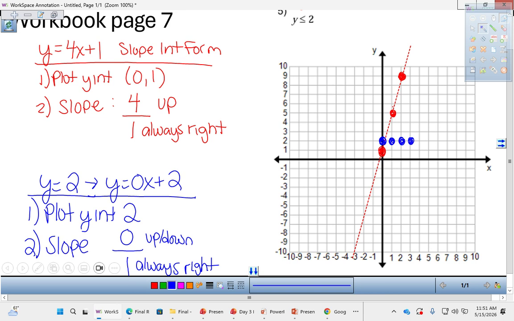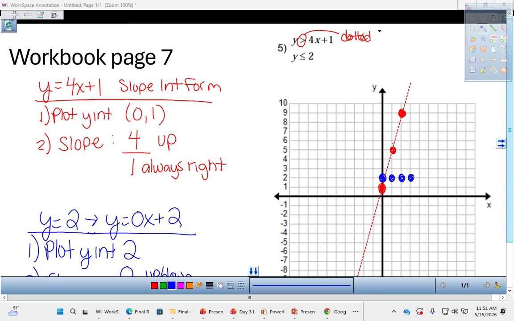A y equals line that doesn't have an x value or a slope with it is a horizontal line. Now, because this inequality is inclusive, I'm going to make this line solid when I connect it. And that's going to go right through too. So there's my line.